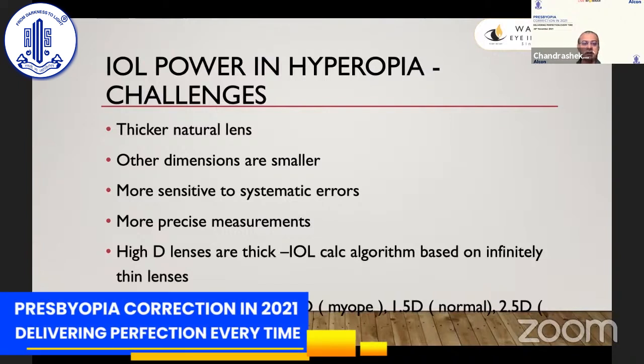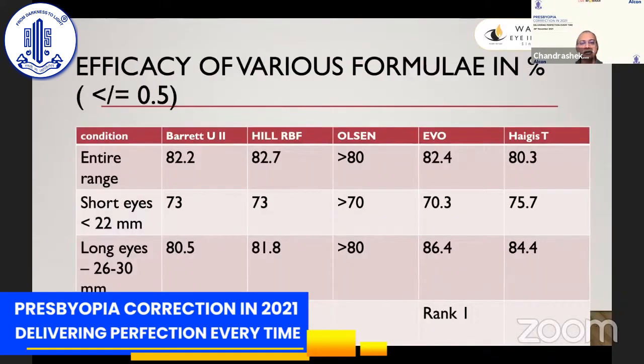For an example, if there is a 1 millimeter error in the AC depth, in a myope we will be off target by 1 diopter, but in a hypermetrope or short eyes we will be off target by 2.5 diopters. Again, we come to the same table which I showed before. That is the reason why you see in short eyes the accuracy percentage has dropped down by almost 10.